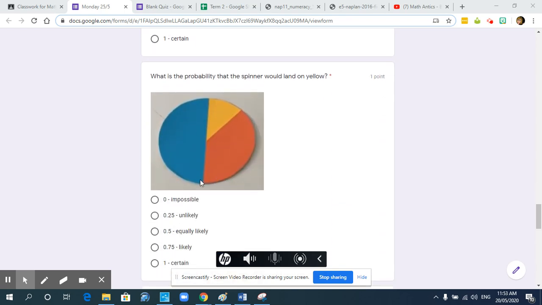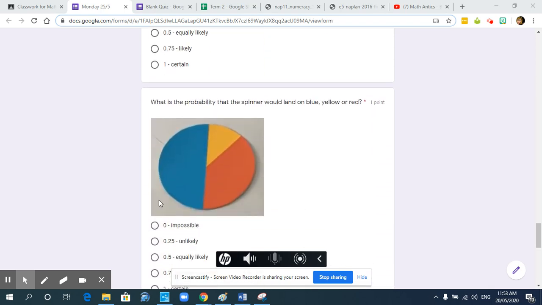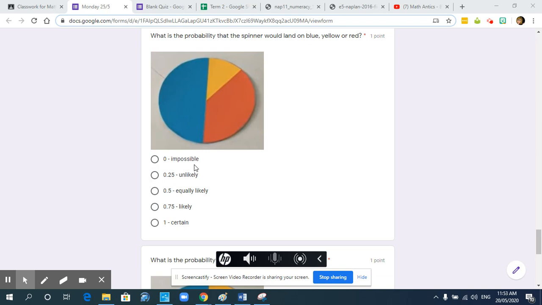Same colours, same wheel. What is the probability that the spinner will land on yellow? 0, impossible, 0.25, unlikely, 0.5, equally likely, 0.75, likely, or 1, certain. What is the probability that the spinner would land on blue, yellow, or red? Is it 0, impossible, 0.25, unlikely, 0.5, equally likely, 0.75, likely, or 1, certain?